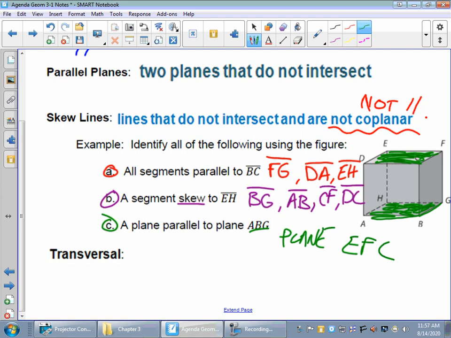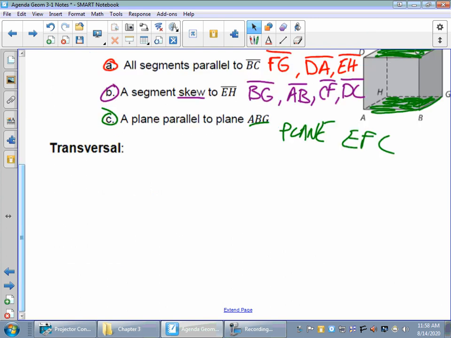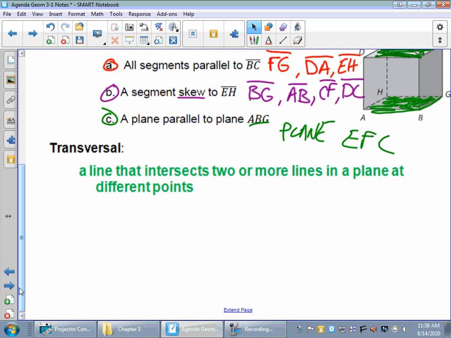Okay? All right, and now what is a transversal? Okay, what is a transversal? Well, I'll give you the definition here. I'm just going to extend up. A transversal is a line that intersects 2 or more lines in a plane at different points. So it's going to intersect two or more lines in a plane at different points.